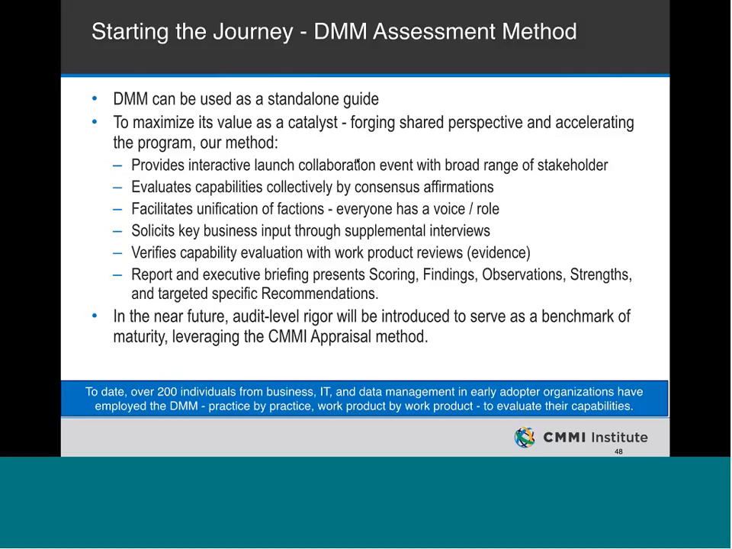And then the report at the end is basically the score according to the DMM, the findings, which are gaps and capabilities, the observations, which are context and how to improve the gaps, the organization's strengths, and some targeted, very specific recommendations. Essentially, what should you do next based on everything you've told us and everything we've learned from the DMM?